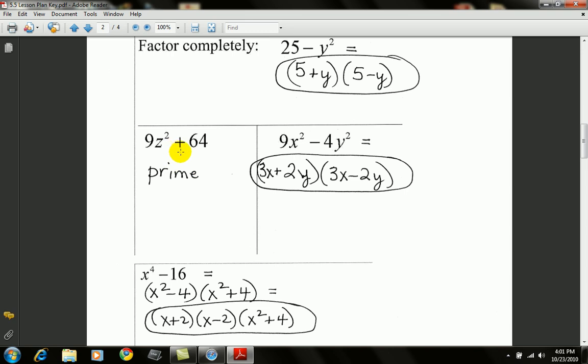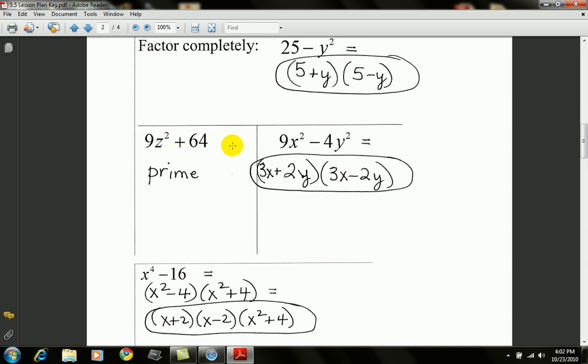This next one is a little tricky. Notice this is a perfect square and this is a perfect square. However, in the middle we have a plus sign. That's always going to turn out to be prime. Some people think the answer to this is 3z plus 8 times 3z plus 8. But if you actually try that out on your paper, you would find that you would come up with a middle term that's not here.